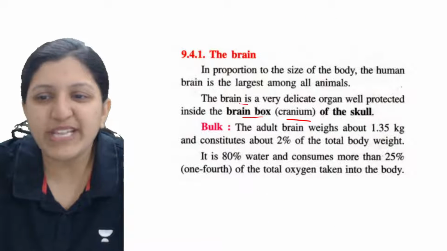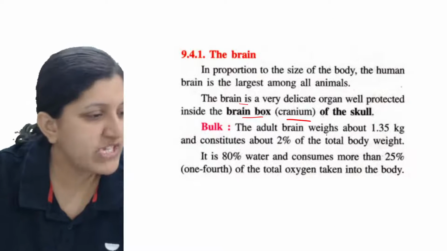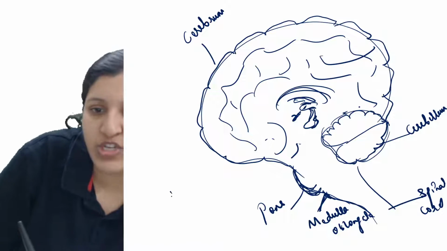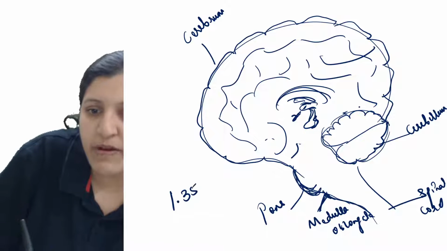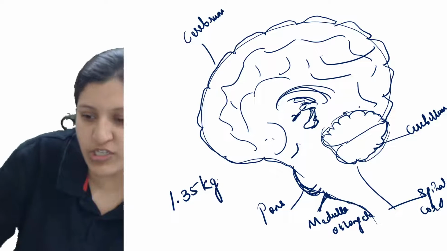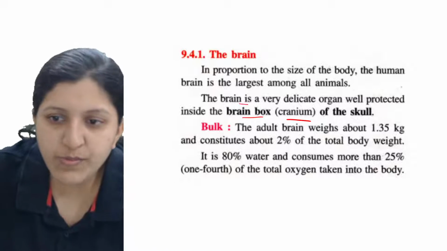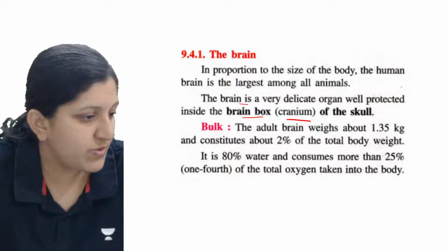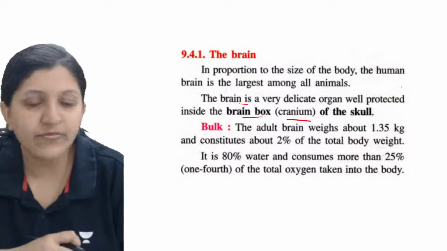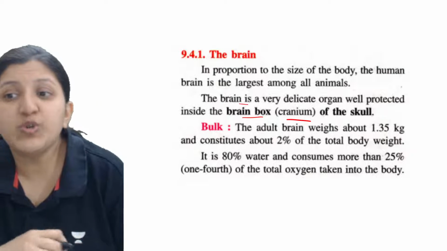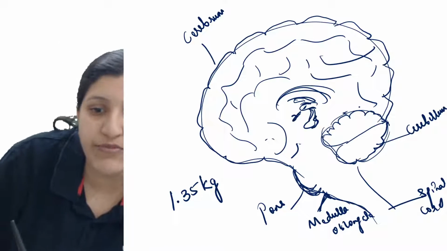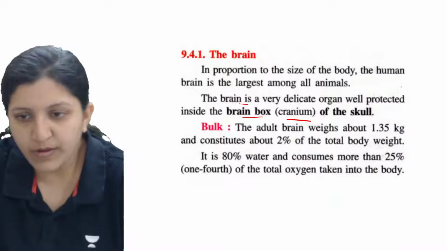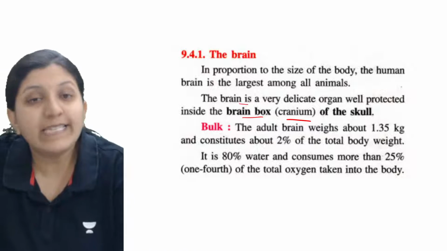Okay, so let's have a look at this. The adult brain weighs about 1.35 kg. So this is about 1.35 kg. And what is mentioned? This forms about 2% of your total body weight, formed by the brain alone. Then it is 80% water.